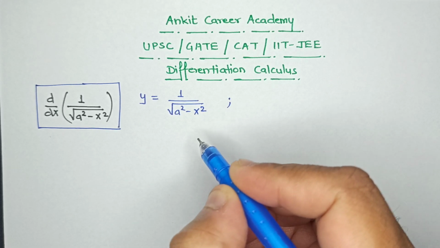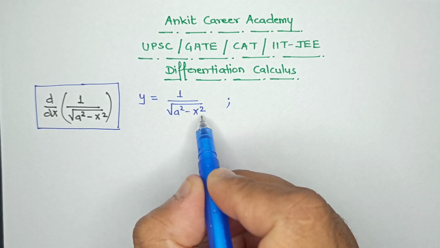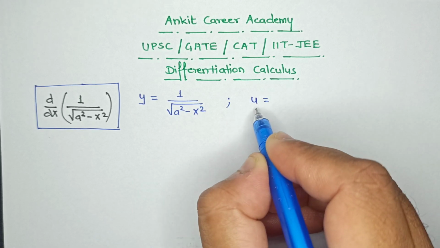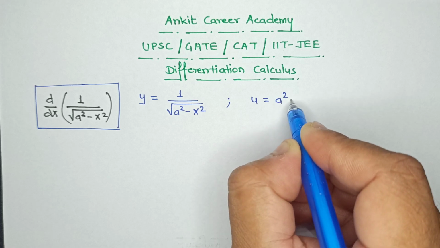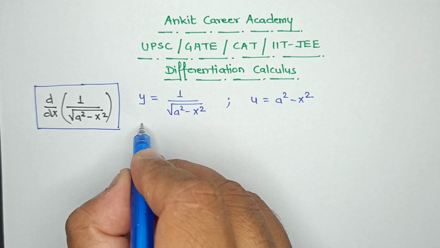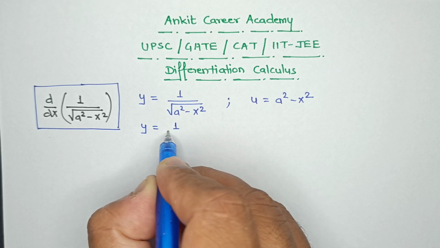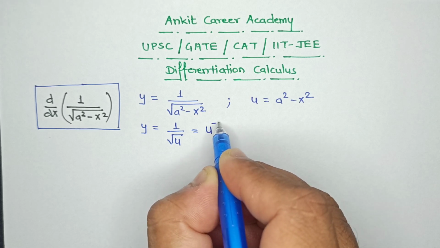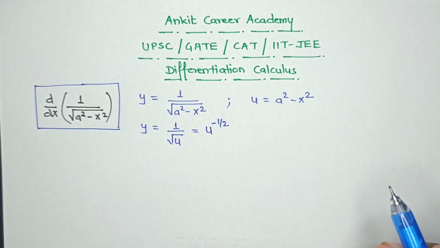Now the second step is to resubstitute this particular value, that is a square minus x square, with a different variable. So let the value of u be equal to a square minus x square. That means our original question now turns out to be 1 divided by square root of u, and this can also be written as u raised to the power minus half.